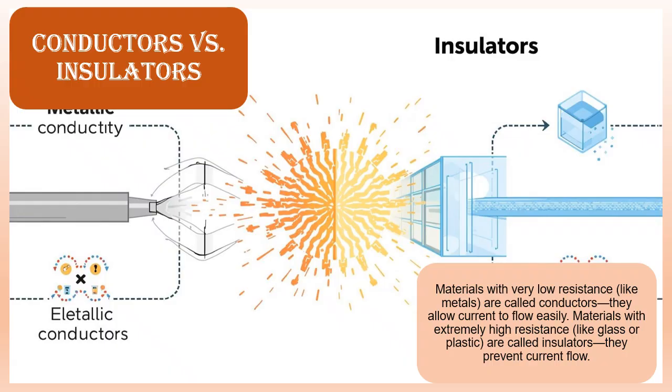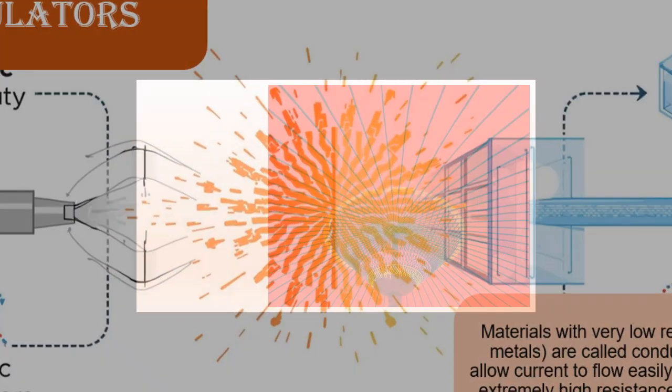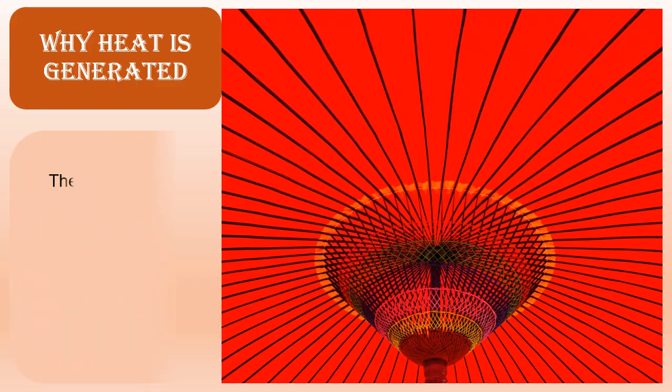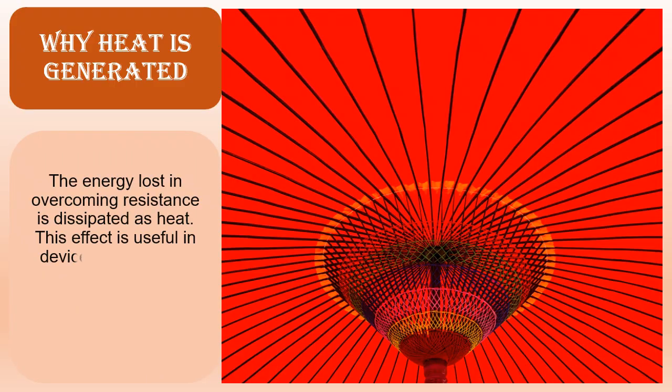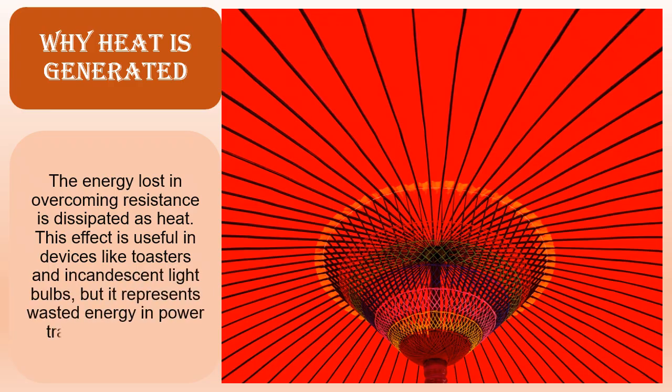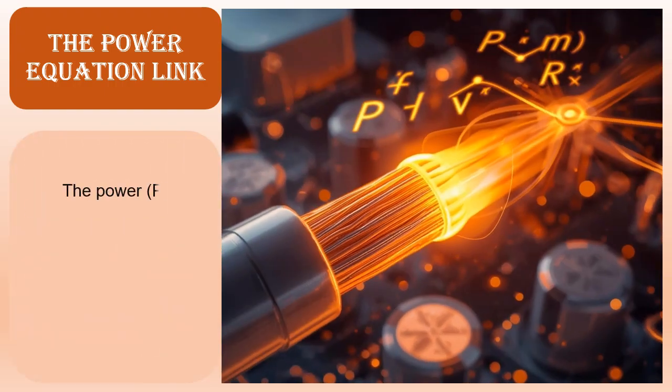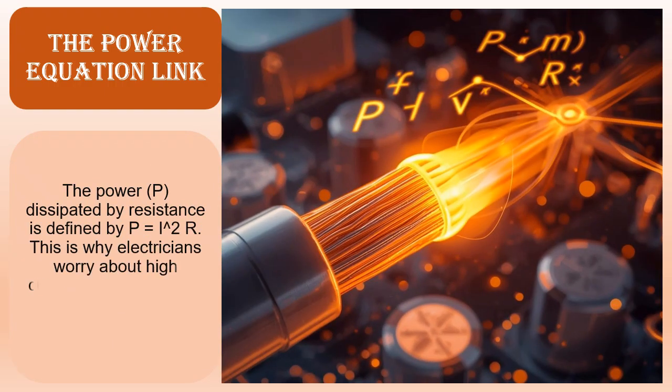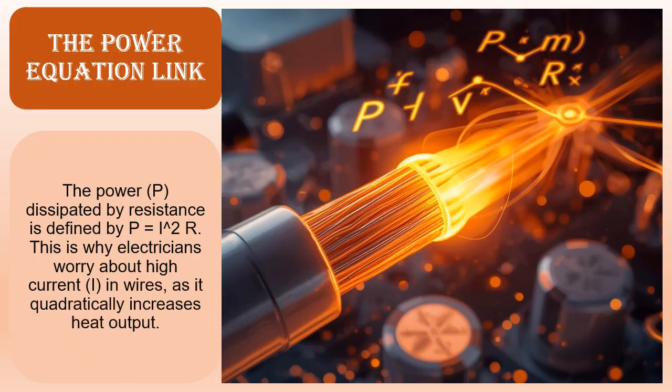The energy lost in overcoming resistance is dissipated as heat. This effect is useful in devices like toasters and incandescent light bulbs, but it represents wasted energy in power transmission lines. The power equation link. The power, P, dissipated by resistance is defined by P equals I squared R. This is why electricians worry about high current, I, in wires, as it quadratically increases heat output.